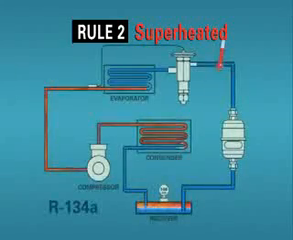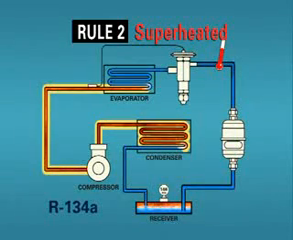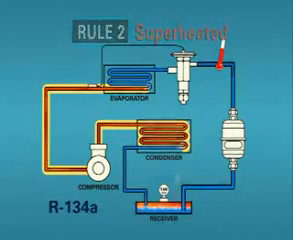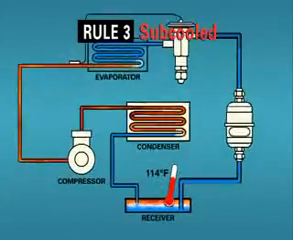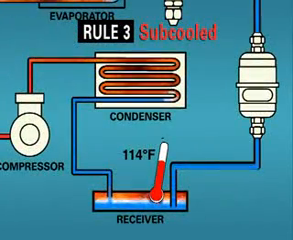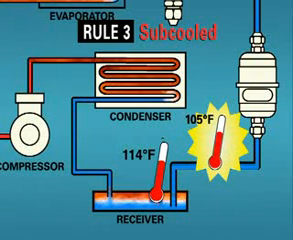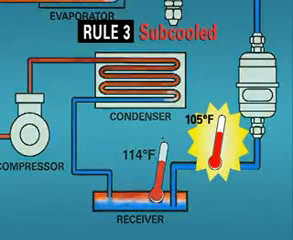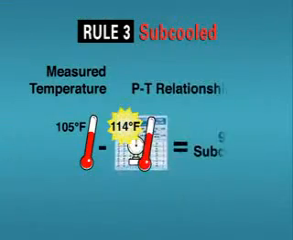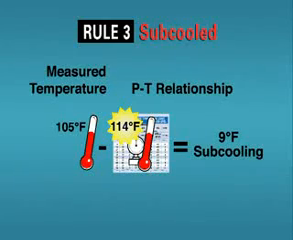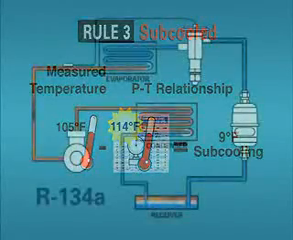Superheated vapor will be present in the suction and discharge lines of a normally operating system. Rule 3. We have subcooled liquid when our measured temperature is less than the saturation temperature indicated by our PT card. The amount of subcooling will be the difference in these two temperatures. Subcooled liquid will only be present in the liquid line which connects the condenser and evaporator coils of a normally operating system.